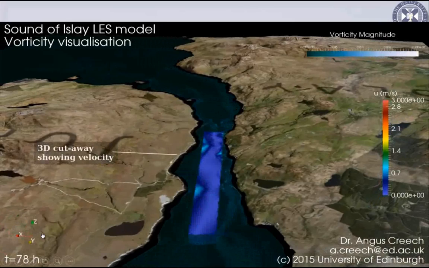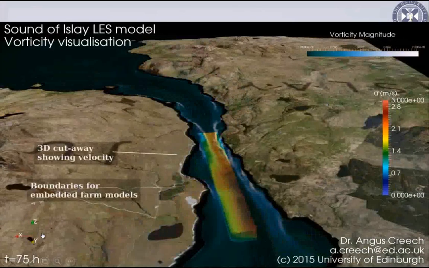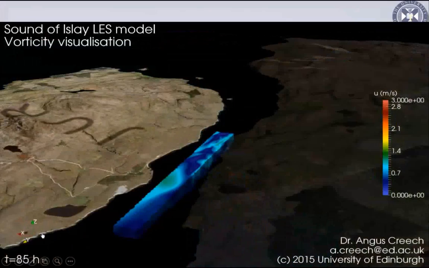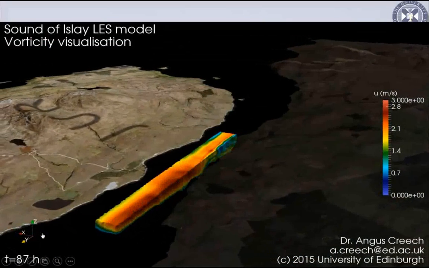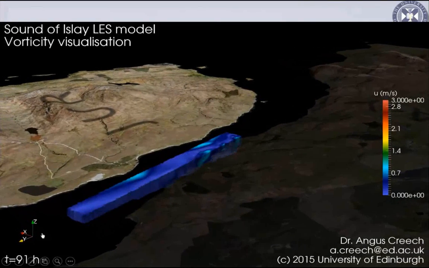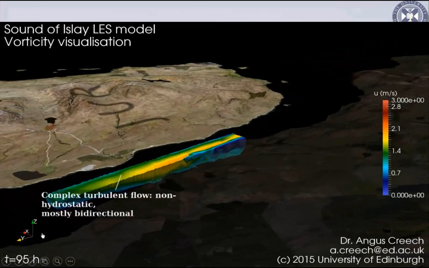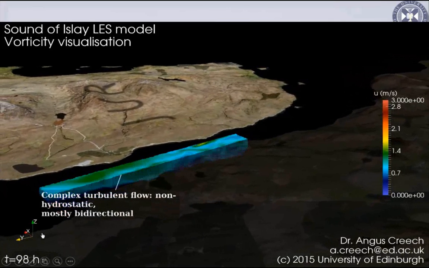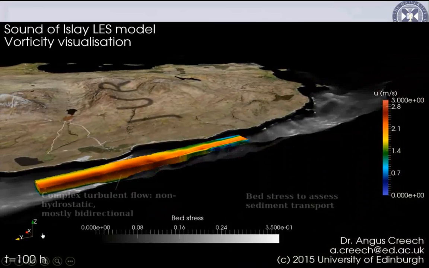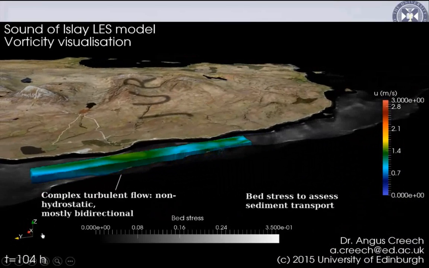Now, what this has done here, this is now cut away into the model and showing a 3D cutaway of the velocity. So the thing this could be used for is perhaps providing boundary conditions to much smaller tidal farm models. Now, I should say the vertical scale is exaggerated by about 10, but what you can see is it's extremely complex flow, it's non-hydrostatic, it's mostly bidirectional, but there's a significant amount of variation.